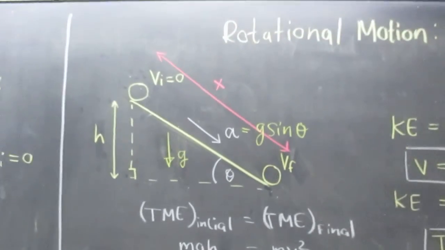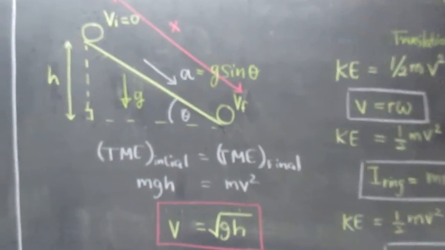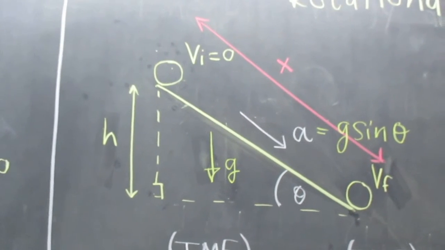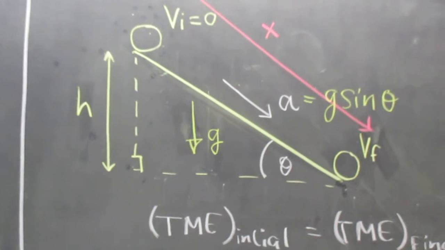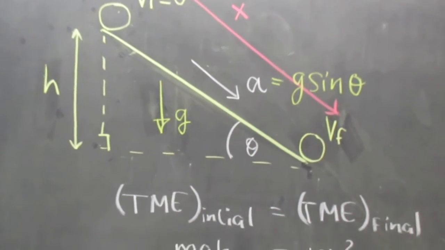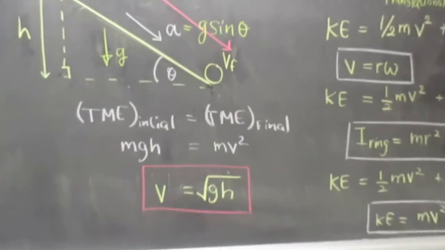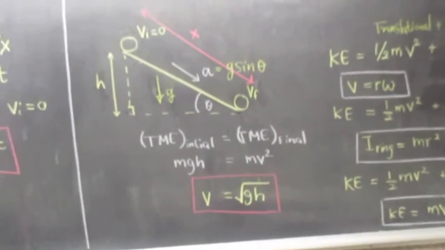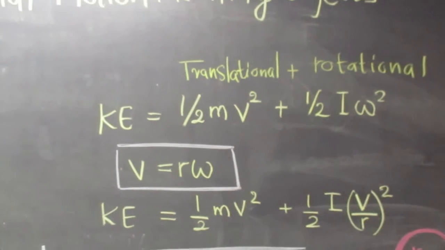Now as the object rolls down the incline, our initial velocity is zero, and our initial potential energy is maximum there, mgh, gravitational potential energy. As it rolls down the incline, its kinetic energy increases as its potential energy decreases. But since it's rolling, we have two types of motion, so our kinetic energy is in two forms.